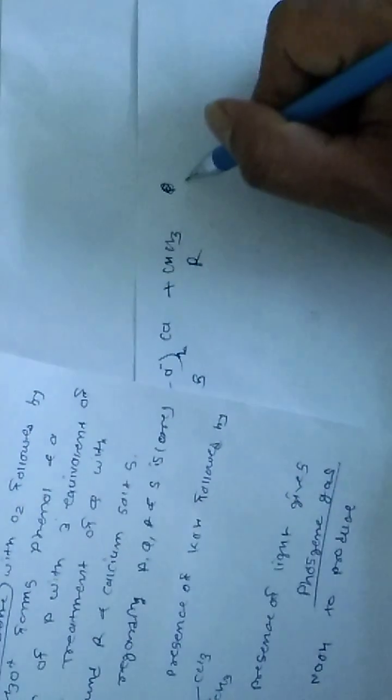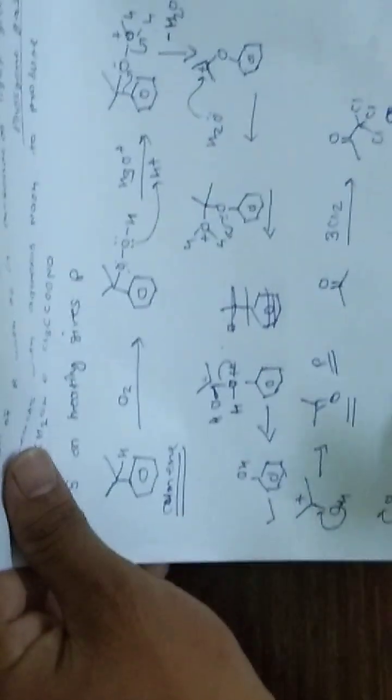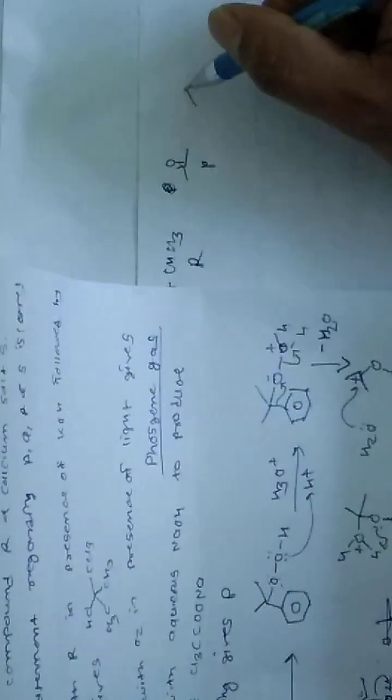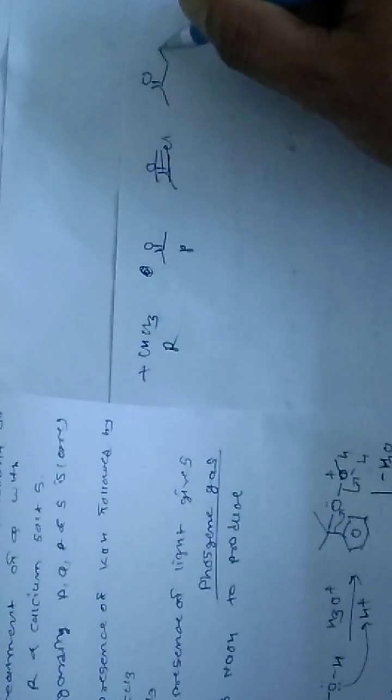Here P is the acetone, P is this. Q is what? This, Cl, Cl. This one is Q. So these are our P, Q, R and S.